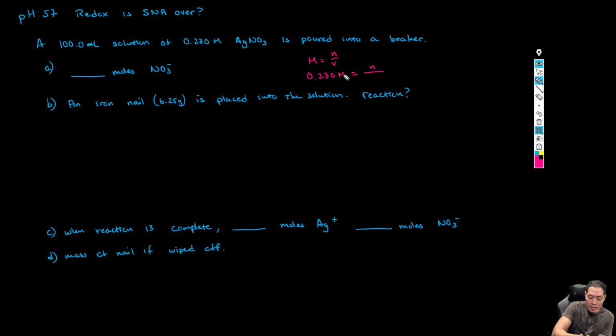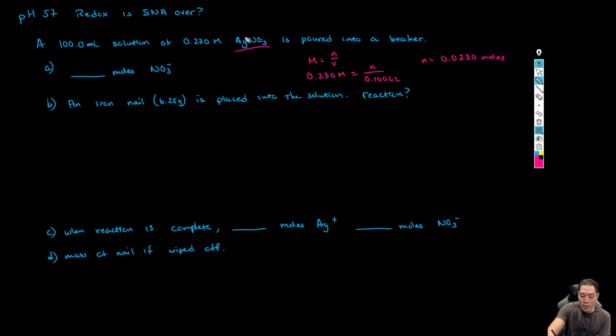And just remember, this is in milliliters, so we want it in liters. And we try to keep all the sig figs. So 0.1, 1, 2, 3, 1, 2, 3. So now we have 4 sig figs in liters. We're going to multiply it. So we should get n is equal to 0.0230 moles.